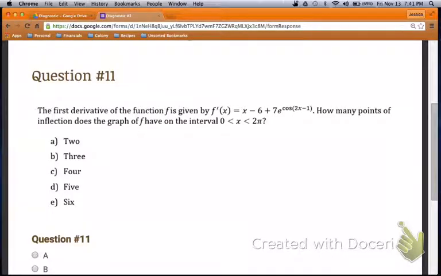Question 11. The first derivative of the function f is given by f prime of x equals that function. How many points of inflection does the graph of f have on the interval from 0 to 2 pi?